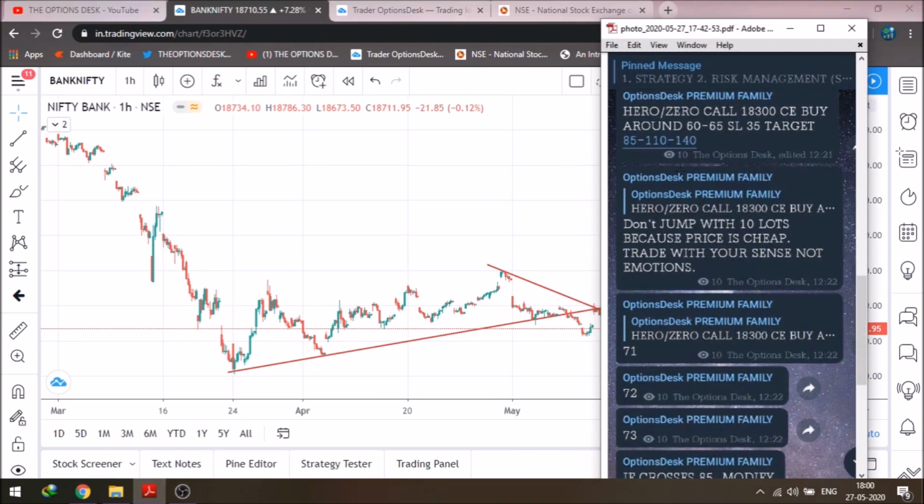So that was one of the levels, the 18,300 call buy option from 60 to 65, and the SL was just 35. That was around 25 points, I would say, and it went till, I guess, the high was 650 rupees. So that was the 18,300 call high.